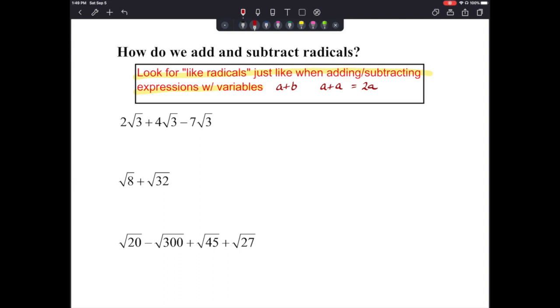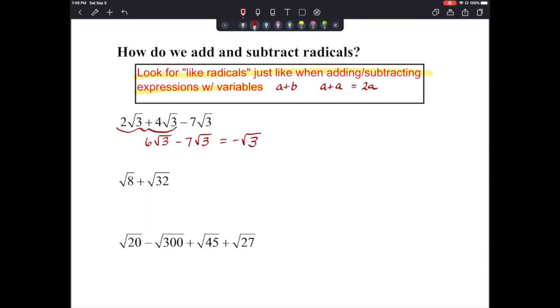The first one, we have 2 radical 3's plus 4 radical 3's minus 7 radical 3's. When I take the 2 radical 3's and add 4 radical 3's, I actually have 6 radical 3's. And then if I take away 7 radical 3's from that, we get a negative radical 3.